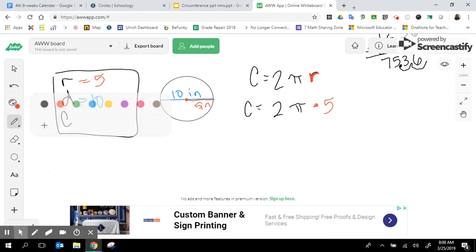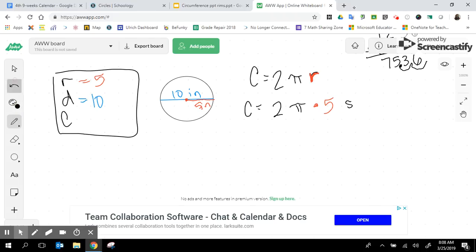Remember, this is where we save our pi for last. Come on, there we go. Save pi for last. And I'm going to tell you one more thing after we do this next step, because there's one other way they like to ask you for your answer. So 2 times 5 is 10.